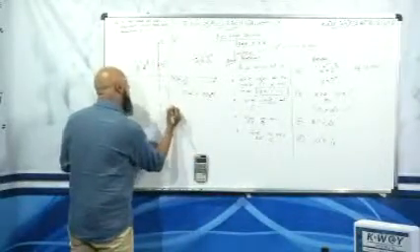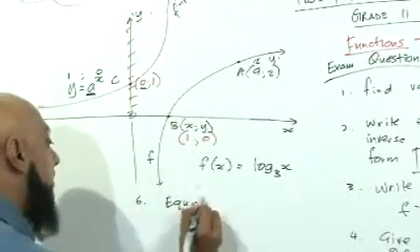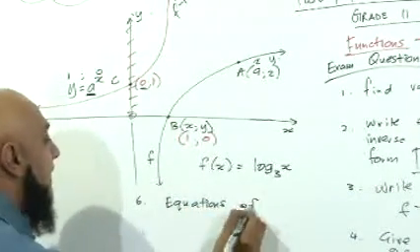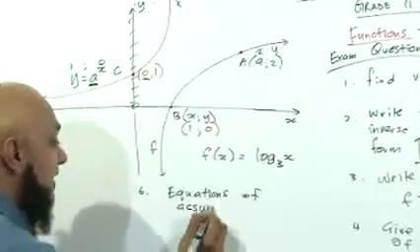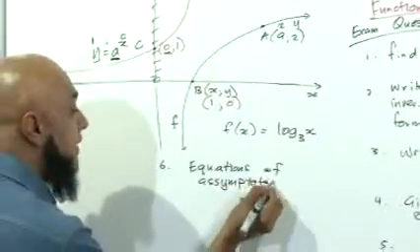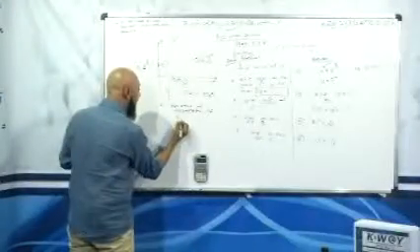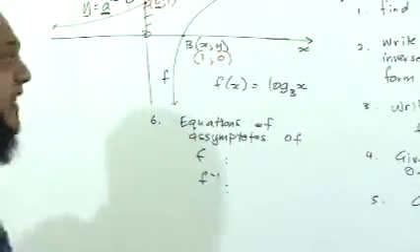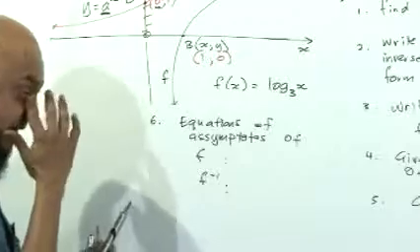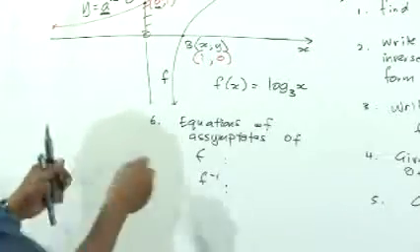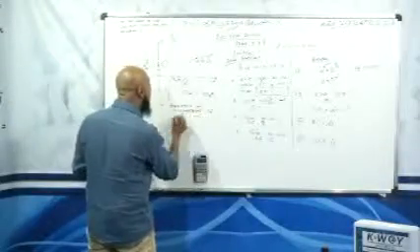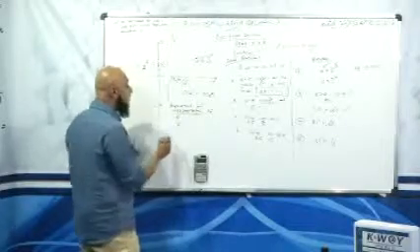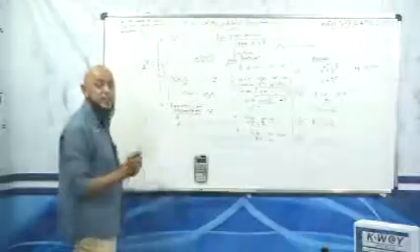Number 6. Now say they ask you the equations of the asymptotes of graph f and of graph f of minus 1. They want the equations of the asymptotes. So I'm going to be putting the answers here in red. So the equation of the asymptote. What is the word asymptote? The word asymptote means a line which your graph never touches.